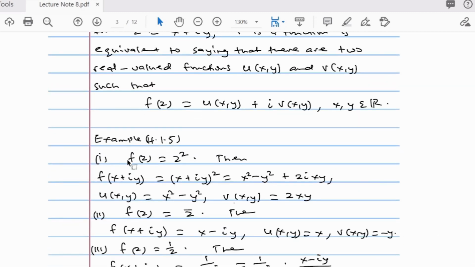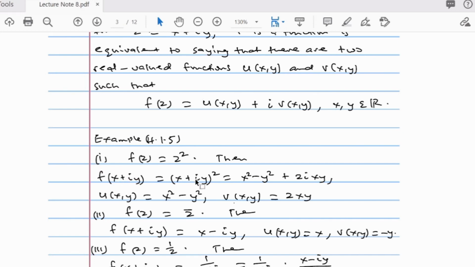Okay, if we have a function f(z) equals z squared, let's try to write f(z) in terms of u(x,y) plus i v(x,y). So if f(z) is equal to z squared, then what is u, what is v? So this is our f(z), which is (x plus iy), because our z is replaced with x plus iy.